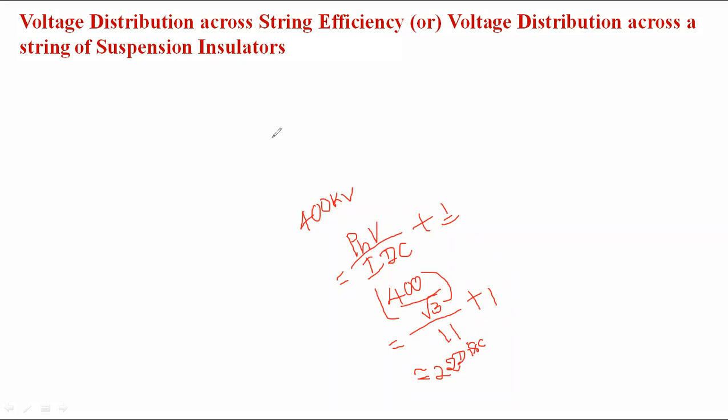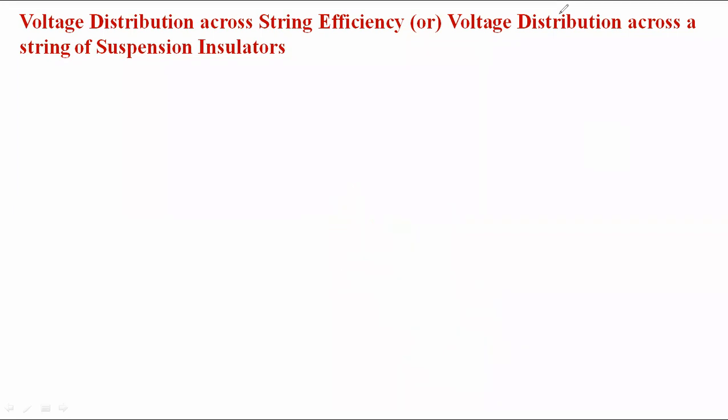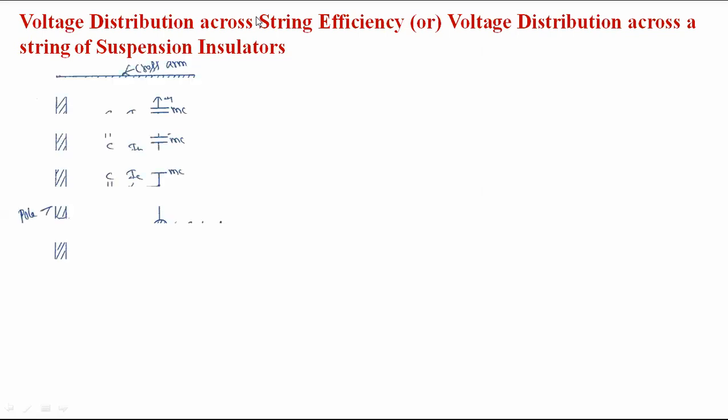Similarly, you can consider any level of operating voltage, that is 66 kV, 132 kV, 220, 400, and then 765 kV. For any operating voltage level, the same formula is used. Now, based upon the number of discs connected in series, how is the voltage distributed in a string of insulators? That is the voltage distribution across the string, or across the suspension insulator string.